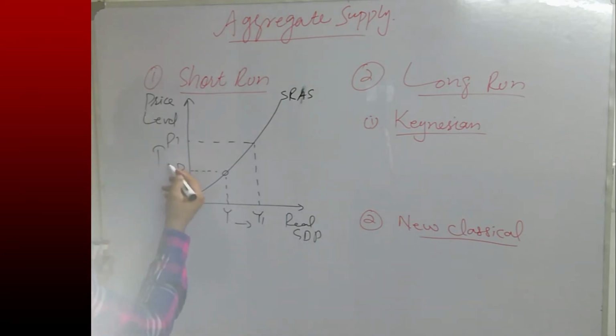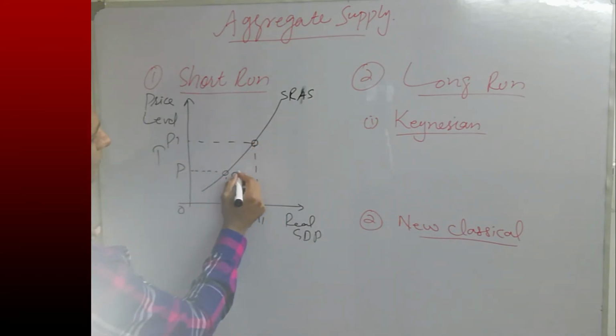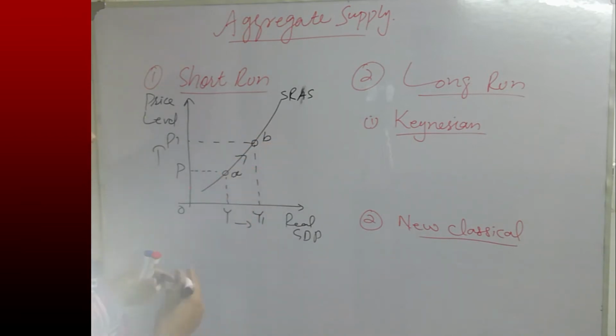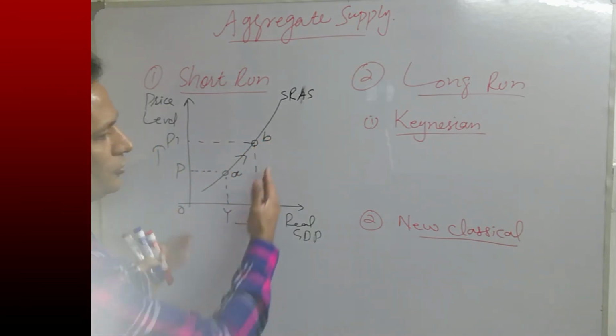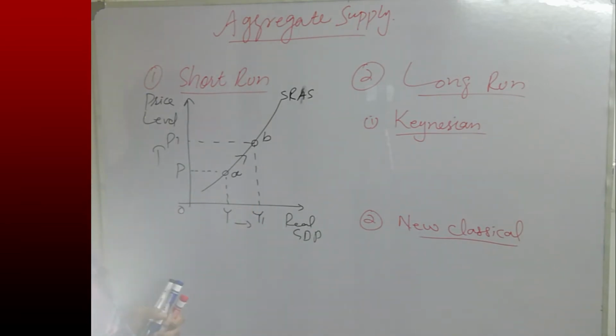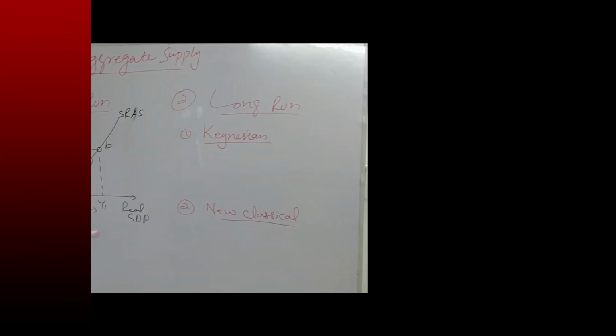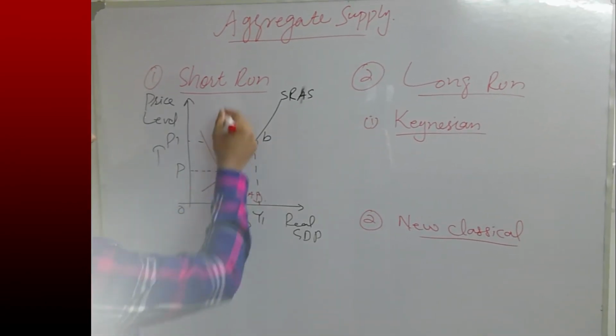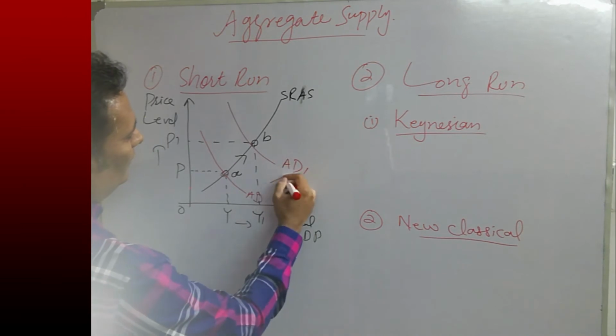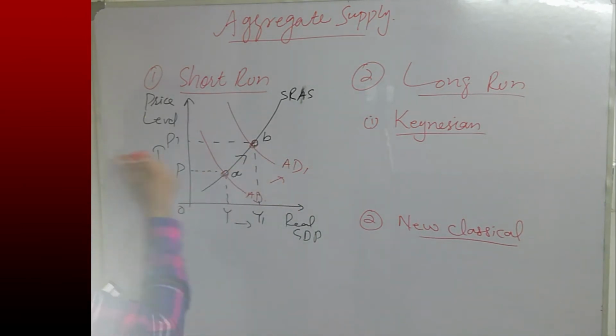And if there is a change in price, then it will show movement along the same curve from point A to B. So movement along the same curve in short-run aggregate supply is caused by two factors. One is change in price, and it shows movement along the same curve from point A to B, or from point B to A if there is a decrease in price. The second reason for movement along the same aggregate supply curve is a shift in aggregate demand. For example, if initially we had the aggregate demand curve at this point, then this should be the equilibrium. If aggregate demand increases to AD1, equilibrium will change and move to point B.